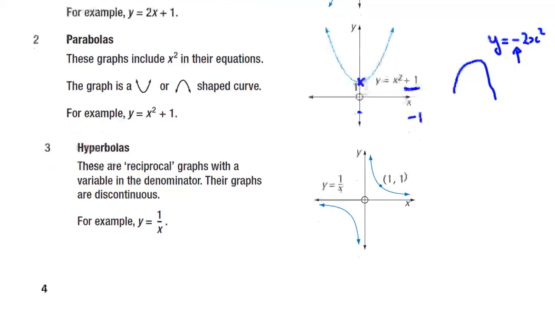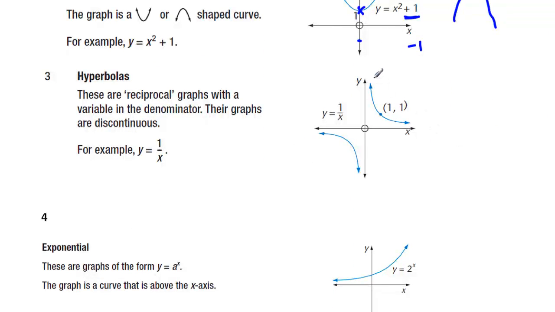Now, hyperbolas are broken up in the sense that there's a line on this side and a line on this side, and it never cuts the y or the x axis. And remember, the reason for that is that if you've got this sort of equation and you substitute in x equal to 0, 1 over 0 is just undefined. You'll get an error message in your calculator. It just doesn't happen. So that's why it doesn't touch.